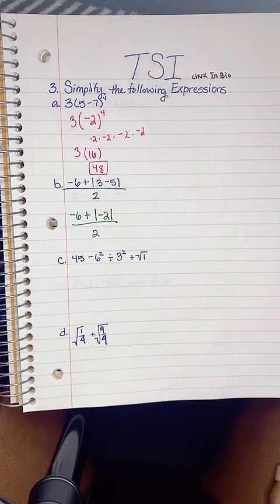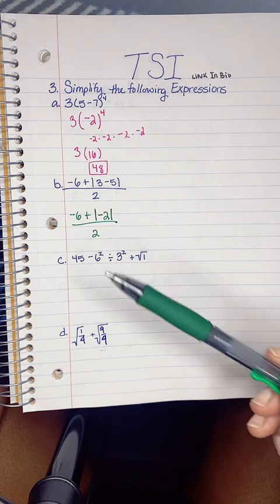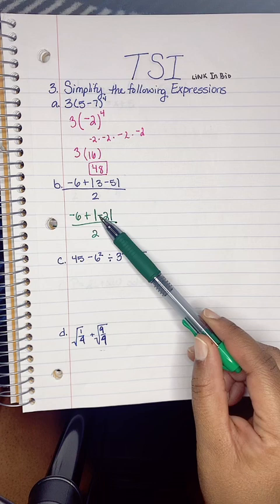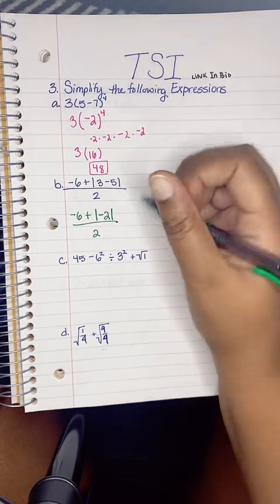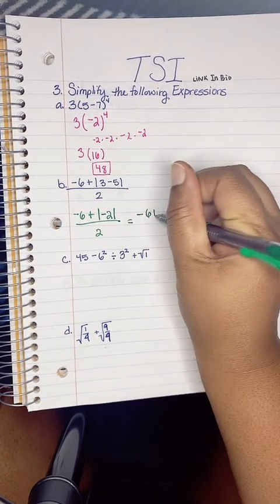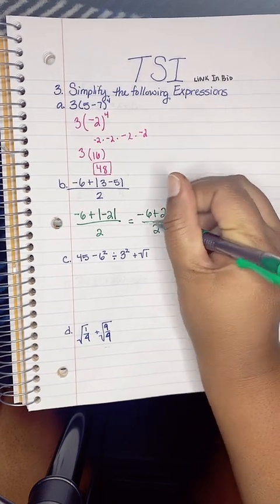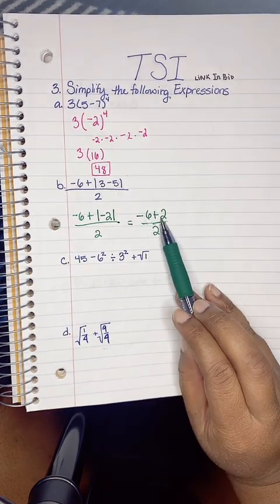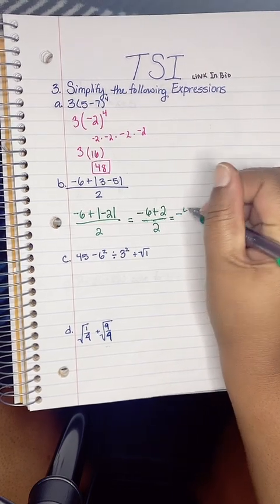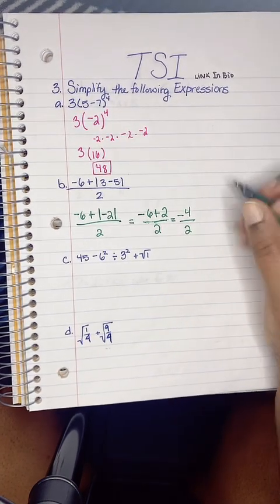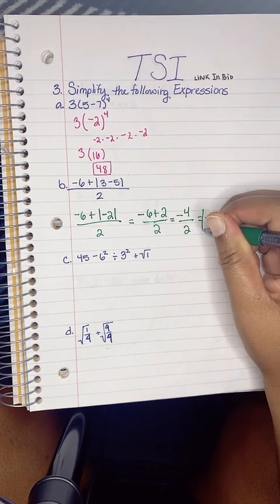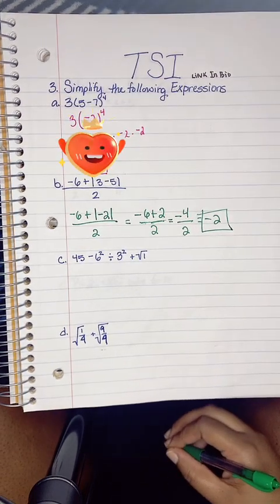Reciprocal? No, not quite. The distance from 0. Yes. So it has to be positive. Exactly. If it's a negative, it's going to come out as a positive. So this would equal -6 plus 2, over 2. And then we would get -6 plus 2, which would give us -4 over 2. -4 divided by 2 is -2. And that is our answer.